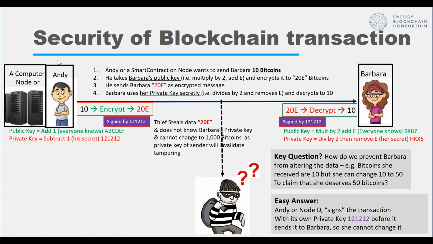And if you have a thief who steals the number, he does not know Barbara's private key, and he cannot change it to 1,000 Bitcoins, even though he might want to, because it's tamper-proof, resistant to all of that.